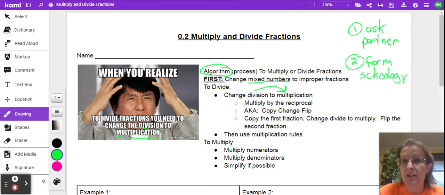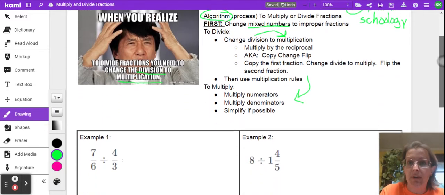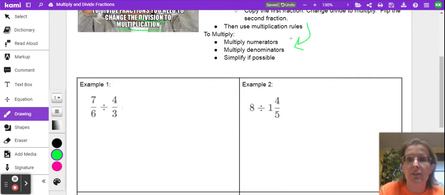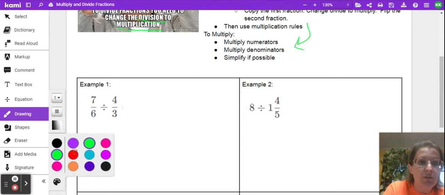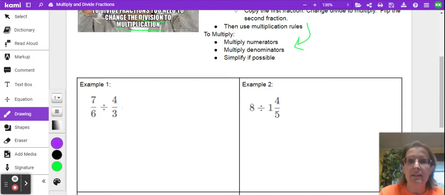Copy the first fraction, change divide to multiply, flip the second fraction, and then you'll go straight down to your multiplication rules. When you multiply, you just multiply across. You multiply the numerators, you multiply the denominators, and then you simplify if possible. Some people try to skip the rewriting step with the multiply the reciprocal, the copy, change, change. I recommend not doing that.